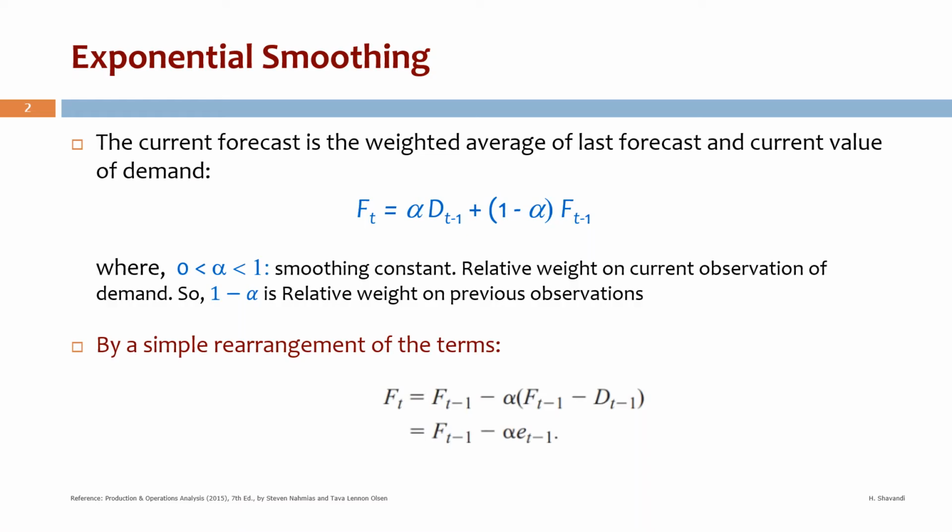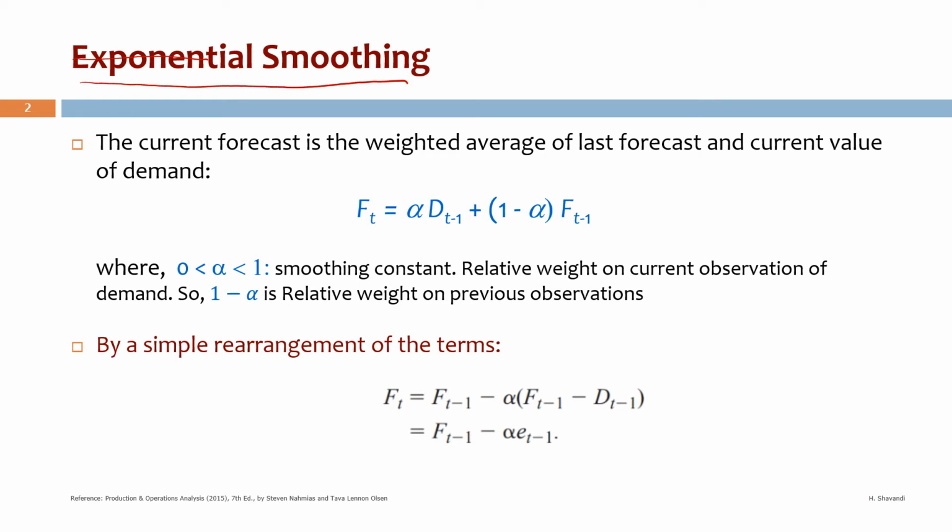In the previous part, we had the moving average method for stationary time series. As you saw there, the moving average of n periods is the arithmetic average over the last n observations, right? Here we are going to have the second method for stationary time series, which is exponential smoothing.